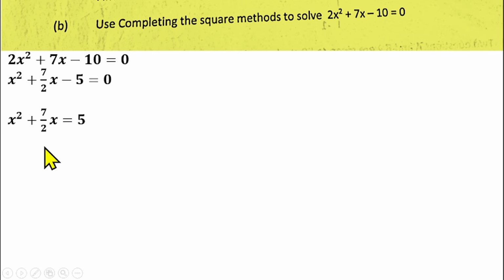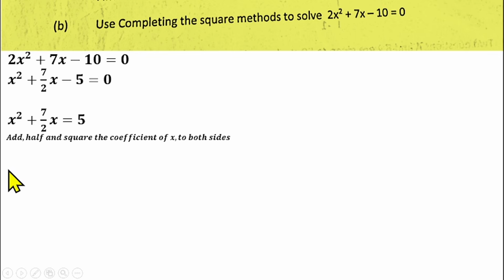So add to both sides. What are we adding to both sides? You have and square the coefficient of x. So what is the coefficient of x here? 7/2. When you have 7/2, half of that gives us 7/4. You now square it. That gives us 7/2 all squared. You now add it to both sides. So that's what you are performing here.